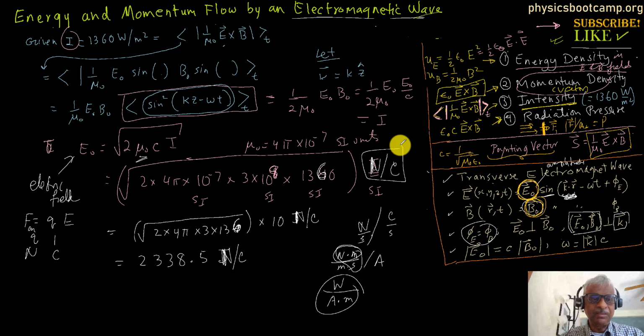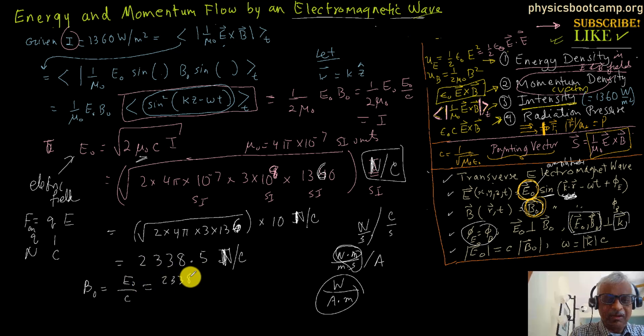How do I get the magnetic field? Do I have to work all of it out all over again? No, because the electric field in electromagnetic waves is equal to C times B naught. So B naught is simply E naught over C. Just divide by C: 2338.5 over 3 times 10 to the power 8. And the unit of this is going to be Tesla, or just T.